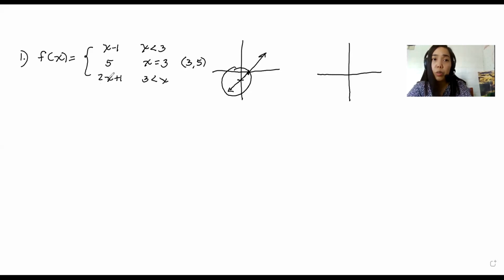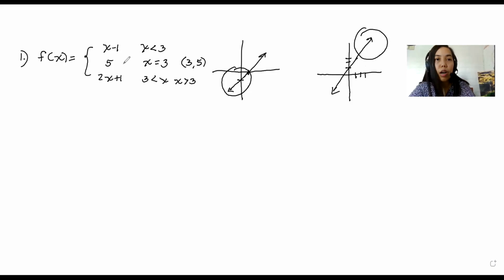The slope is 2 and the y-intercept is 1. So from y-intercept 1, the slope is 2, so we go up 2 steps and then 1 to the right. This is the line, but we will just consider 3 less than x, which means x is greater than 3, and it's open. So from 3, the value of x is greater than 3, so it means on this part.